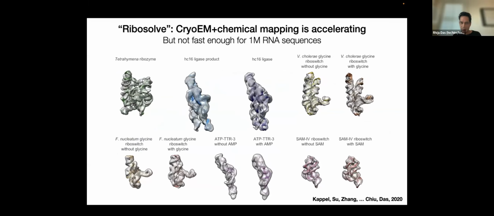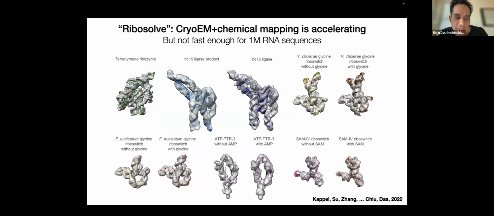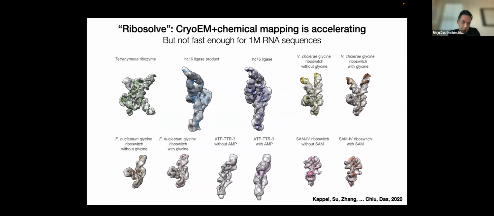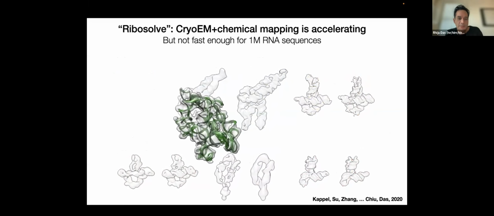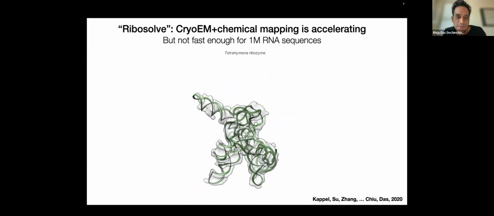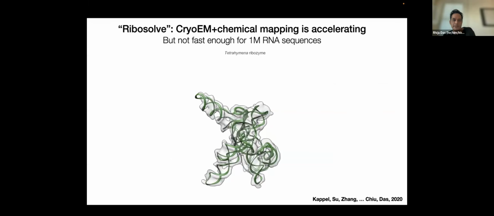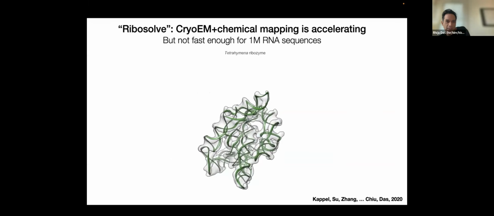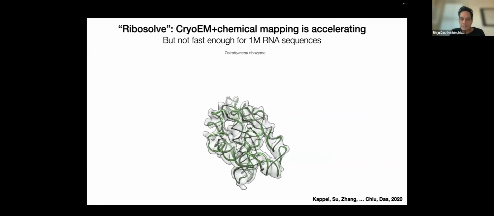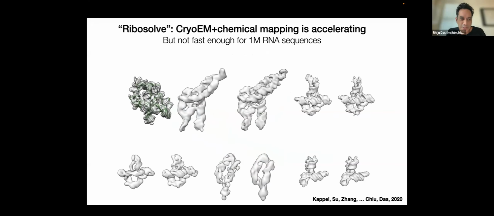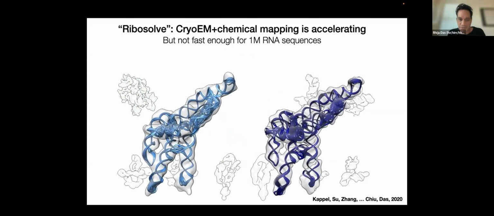Okay, so in terms of getting structural data, like I said, we now have abilities to get three-dimensional structures for many different RNA sequences. A few years ago, I was involved in helping create a method called Ribosolve, which brings together cryo-electron microscopy as well as something called chemical mapping. That's accelerating our ability to solve 3D RNA structures, but it doesn't seem fast enough to solve 1 million RNA structures.